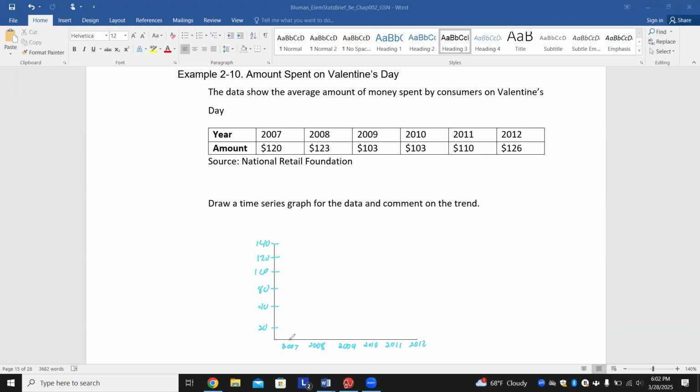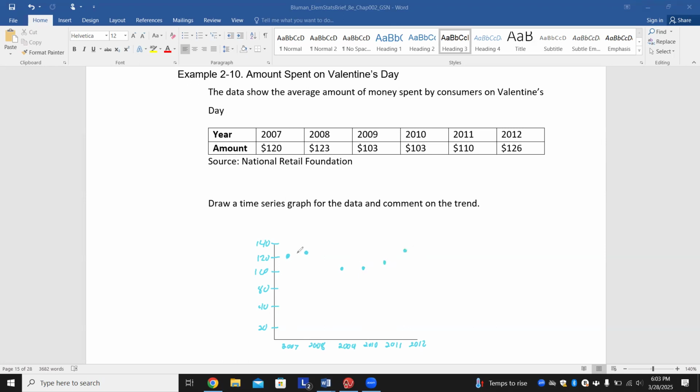All right, so in 2007, the average amount spent was $120. So we'll put a dot right here. In 2008, it was $123, so slightly above that one. In 2009, it went down to $103. 2010, same concept. 2011, $110, so about halfway up. And then 2012, we went all the way up to about 126.